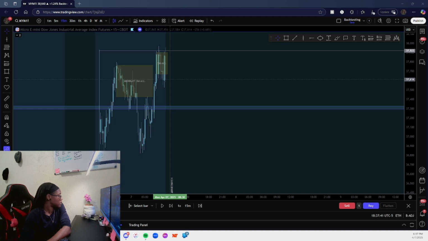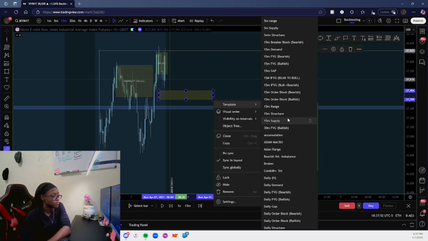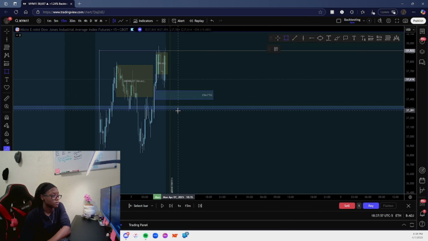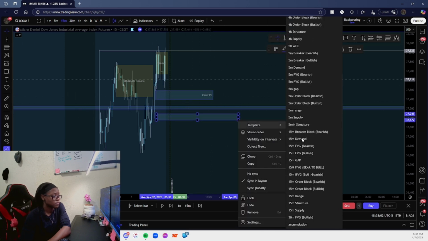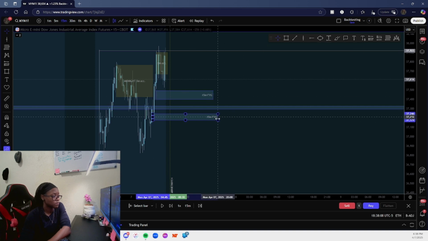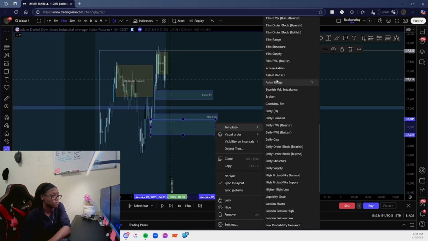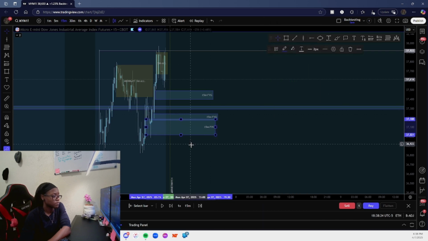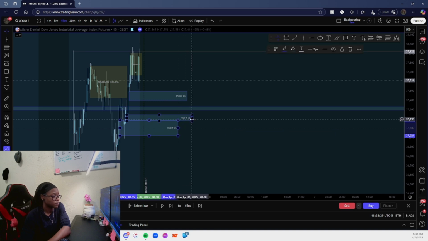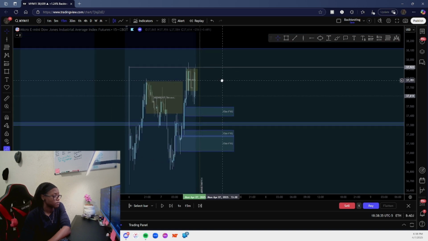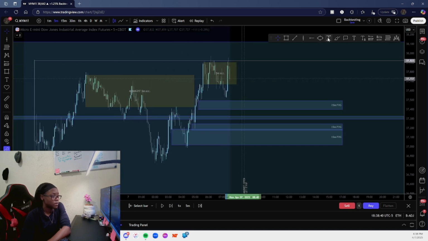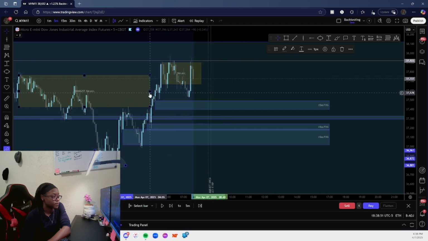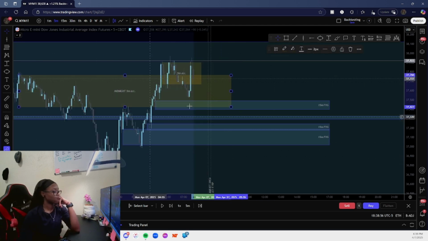Going now to the 15-minute to label the PD arrays that price has formed so far. They are fair value gaps. This is an important time frame for my system. That's the 5-minute. I'll label my manipulations, low of the accumulation with ellipses.